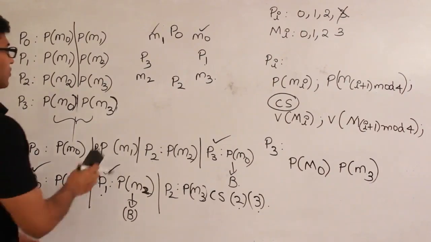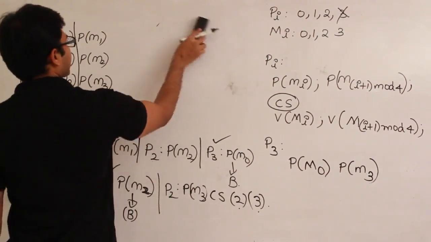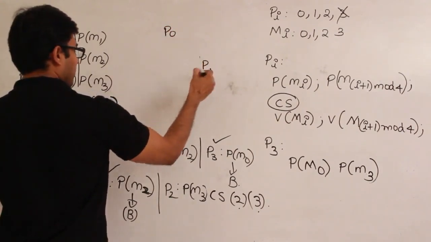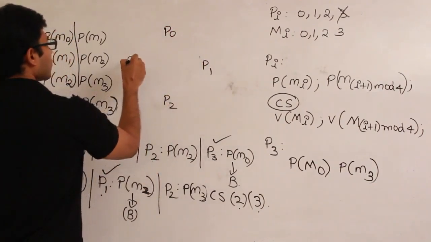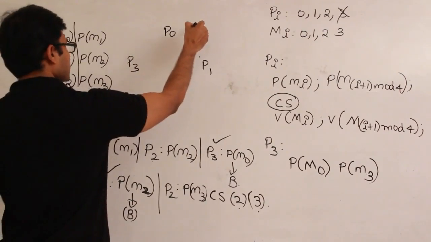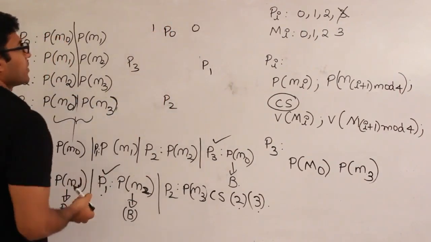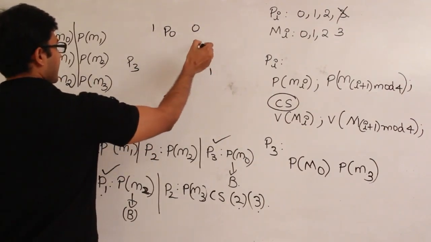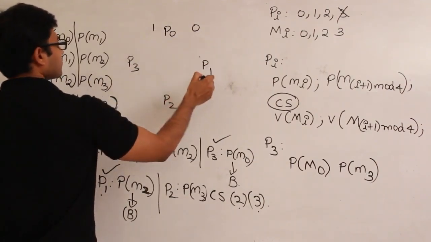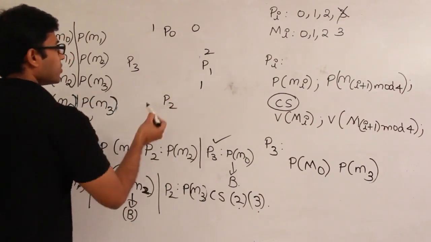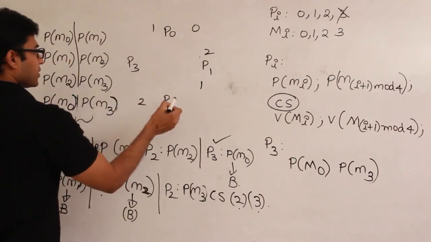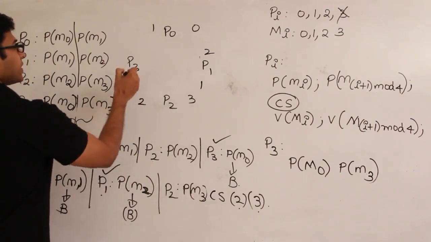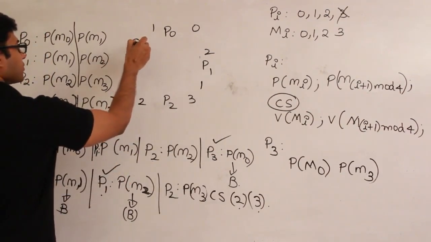How can I put it? I want to put it this way. Let's write like this: P0, P1, P2, P3. P0 wants mutex 0 and 1, right? And P1 wants mutex 1 and 2, and P2 wants mutex 2 and 3, and P3 wants mutex 3 and 0, isn't it?